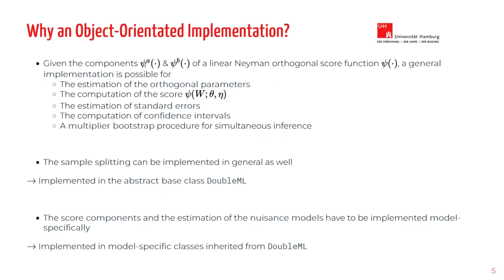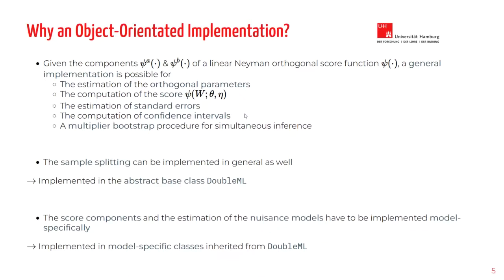Why did we choose an object-oriented implementation? As I said, in many cases the score is linear, which means that theta corresponds to an expression based on psi_a and psi_b, or psi overall. And this is independent of the model class that we consider. It doesn't matter if we use the partially linear regression model or the instrumental variable model. Also, something we are currently working on, difference-in-differences, can be represented in terms of this linear score. Then we can implement all the procedures for inference based on this abstract, general score psi.